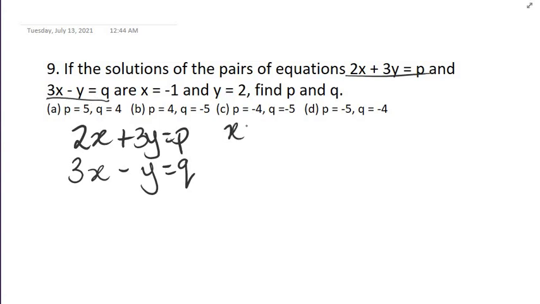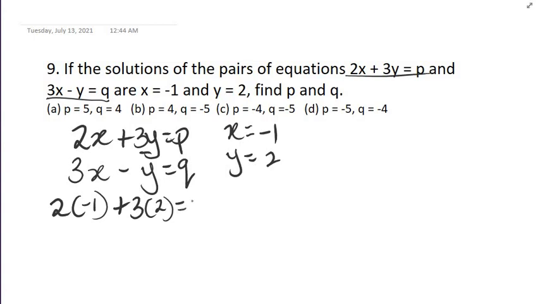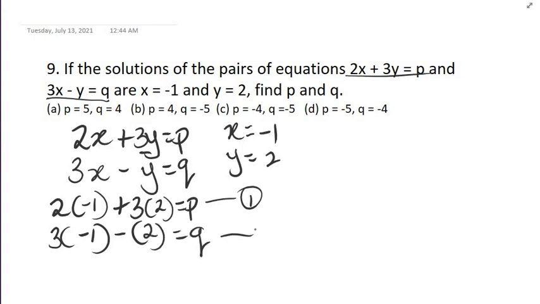So when x equals minus 1, y equals 2. So wherever you have x, replace it with minus 1. Where you have y, replace it with 2. So 2, I have x here, it becomes minus 1, plus 3, I have y here, so the y will be 2, equals p. For the second equation, so let this be equation 1. We have 3x is minus 1, minus y is 2, equals q. Let this be equation 2. Now from equation 1, 2 times minus 1 gives me minus 2 plus 3 times 2, 6, equals to q.